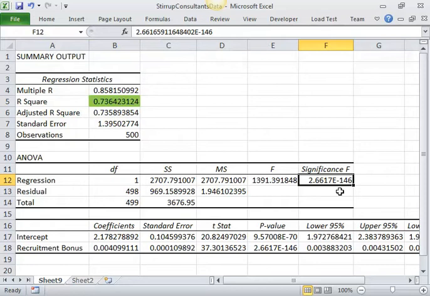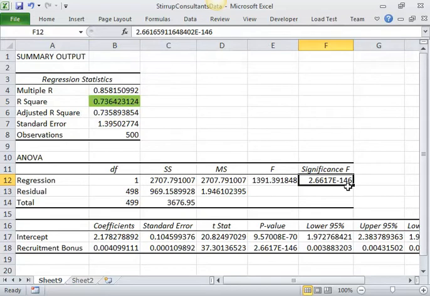Now, in general, as your observations go up, your Significance F is going to go down. And so on this particular set of data with 500 observations, we can see that our Significance F is 2.66 times 10 to the negative 146. When you see this with the E and the negative 146, that's scientific notation. If you're not familiar with that, you're going to want to Google it and look it up. But 2.66 times 10 to the negative 146 is less than 1 in a million.